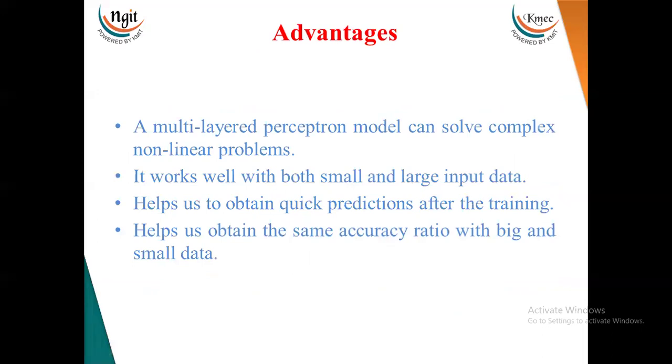And what are the basic advantages of this model? A multi-layered perceptron model can solve complex problems. If you have very complex problems, we can use the multi-layer perceptron model. It will work for both small and large data. It helps in quick predictions and it gives the same accuracy ratio with small and big data. So this is related to the supervised perceptron model, which has types of models. Just remember four parts: one is input, one is weight, one is bias, and the activation function. Finally, we'll get the output.